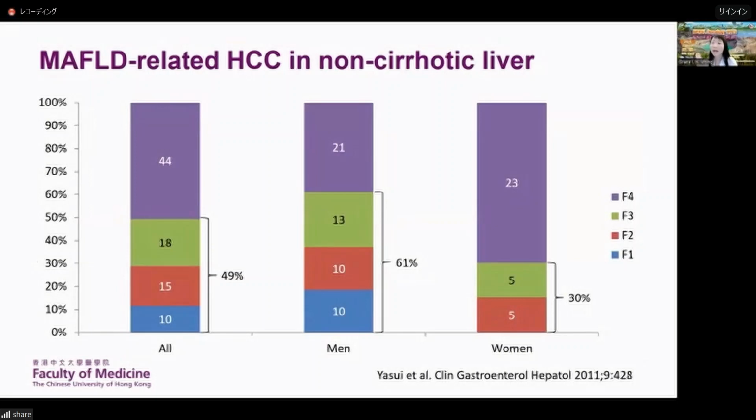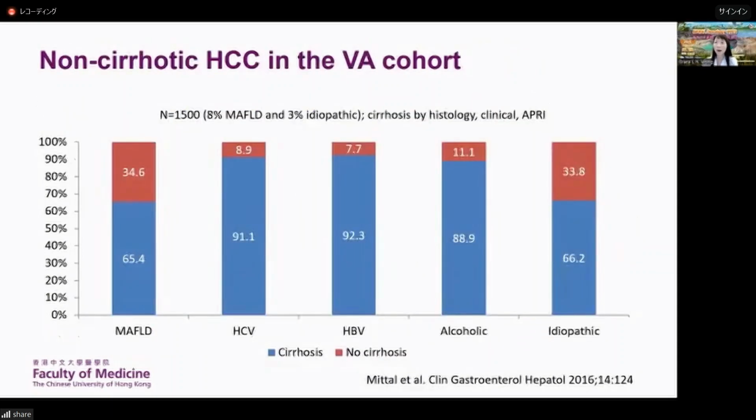Here, especially in male patients, you can see that 61% of the HCC will occur in the setting where they do not have cirrhosis, but only F1 to F3 fibrosis. This means that if we only screen those with MAFLD cirrhosis, we will miss these 61% of male patients and another 30% of female patients, overall roughly half of all MAFLD-related HCC. That's another important issue we need to talk about.